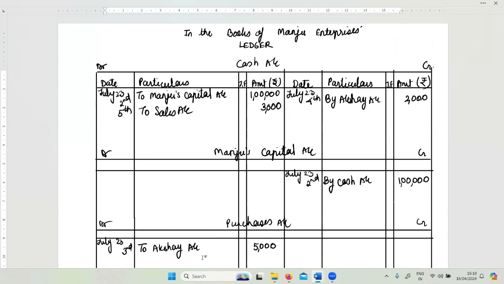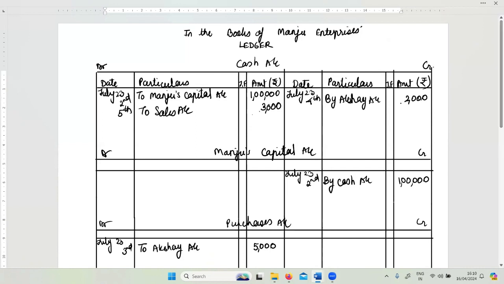Okay, so I need to check which side is more and which side is less, and accordingly I will have to balance the ledger account by placing the amount on the side which is less. So which side is less? Check. In the case of cash account, if you see the debit side, it is 1 lakh plus 3,000. So 1 lakh 3,000. On the credit side, it is 2,000. So the credit side is less by an amount of 1 lakh 1,000.